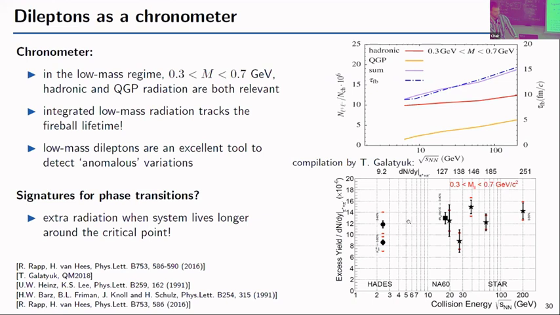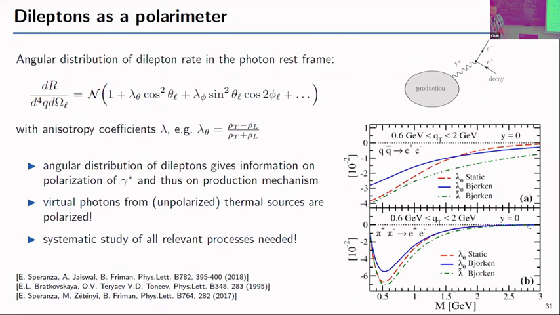Okay, coming to the polarization. So we can also use dileptons as a polarimeter by looking at the angular distribution of the dilepton rate. And by this we can learn, for example, about the production mechanism. So the angular distribution of the rate looks like this, which depends on anisotropy coefficients lambda. And this was computed here by Enrico Speranza and collaborators.